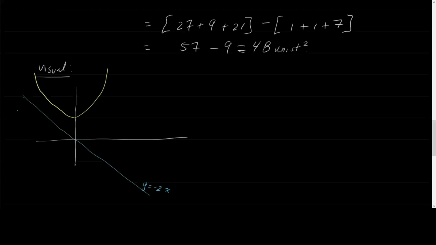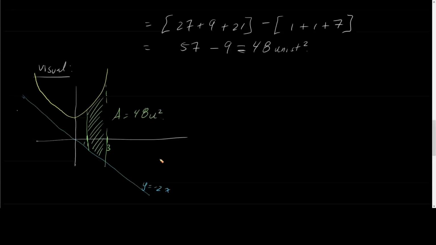And what we found is that the area between here, starting at 1 and going all the way up to 3, this area is 48 units squared. And maybe I'll actually write the word units. By units we mean, well, if we were working with feet, it would be square feet. If we were working with meters, it would be square meters, and so on and so forth.